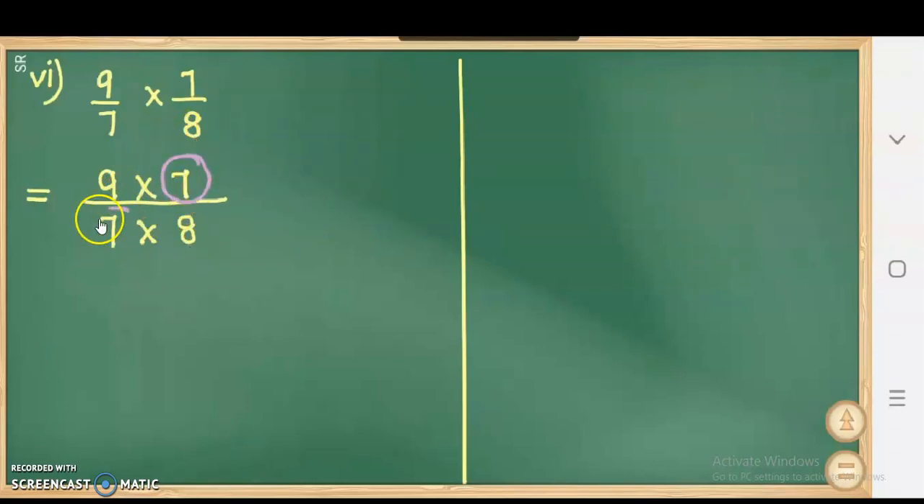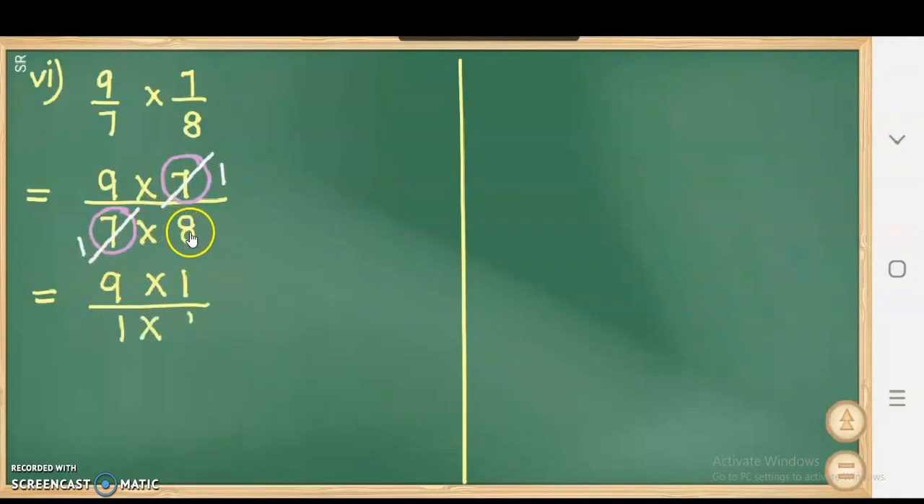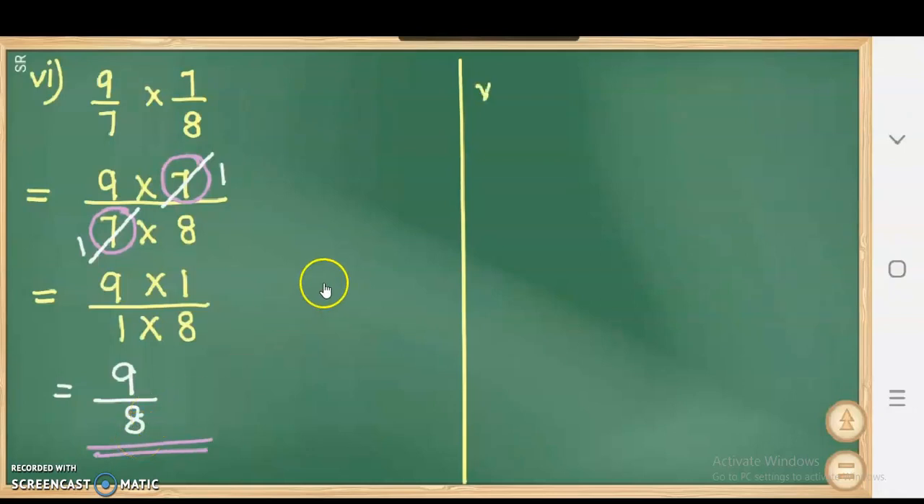So your 7 and 7 come in the table of 7, so I am going to cancel them. 7 1s are 7, 7 1s are 7. So what is left now in the numerator? I have 9 left multiplied by 1 upon 1 left multiplied by 8. So what will be my answer? 9 1s are 9 upon 1 into 8 is 8. So that's my answer.